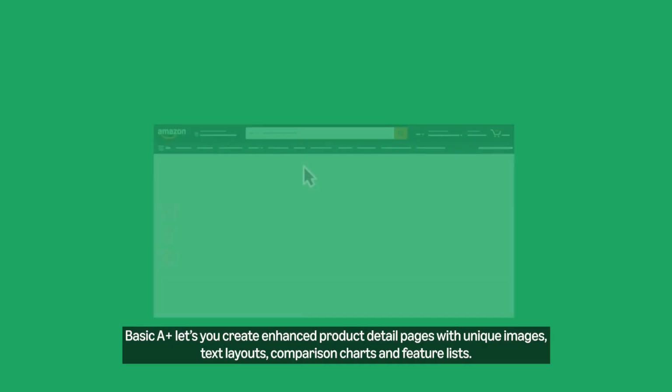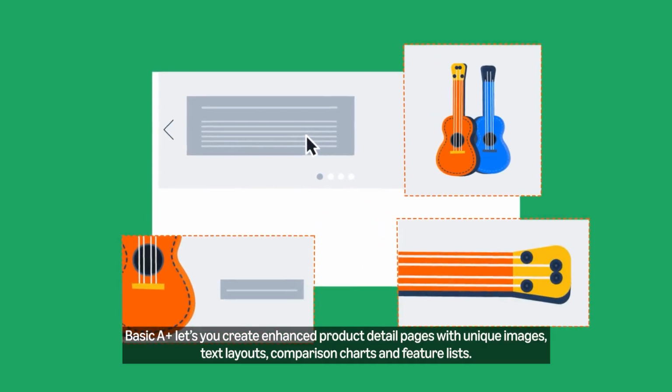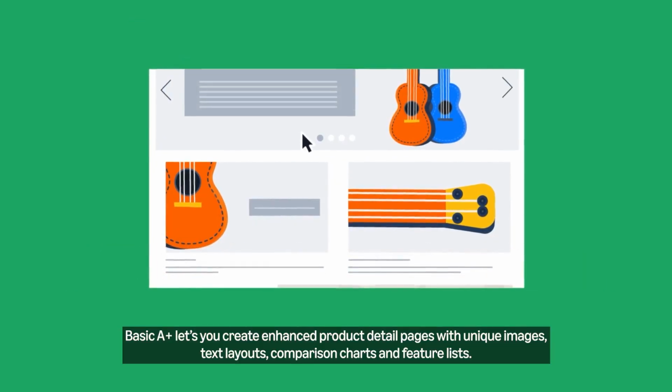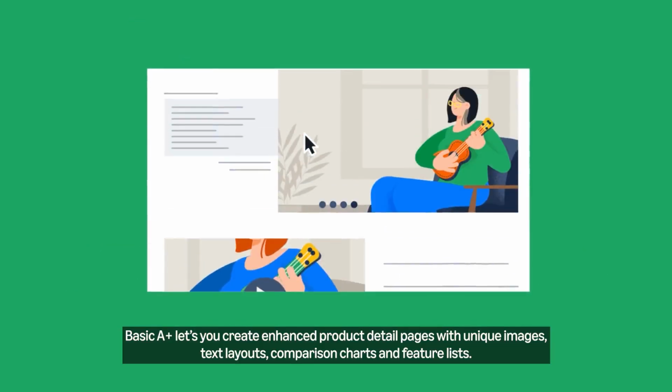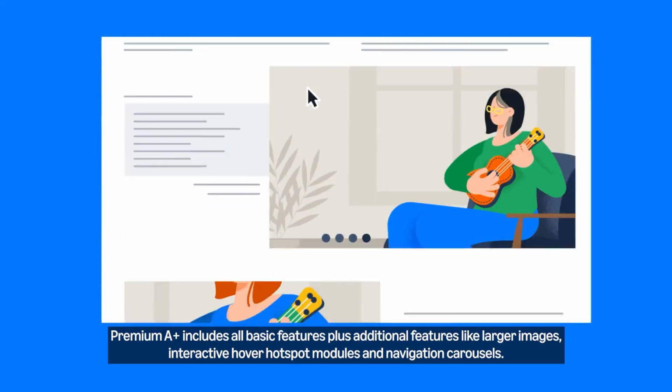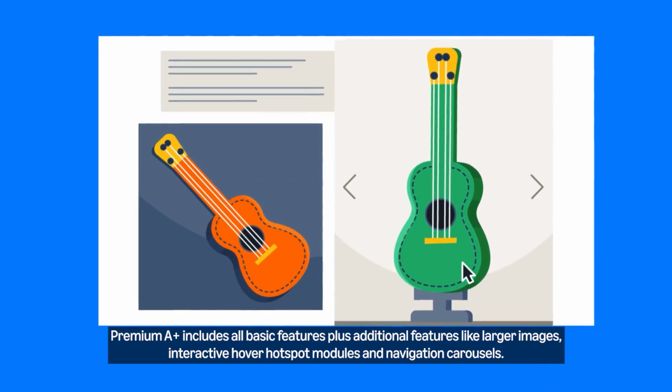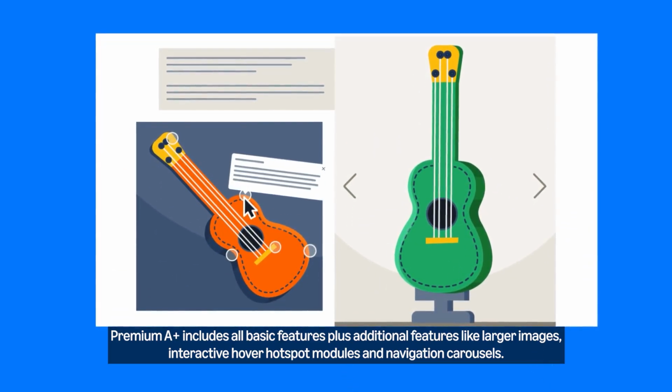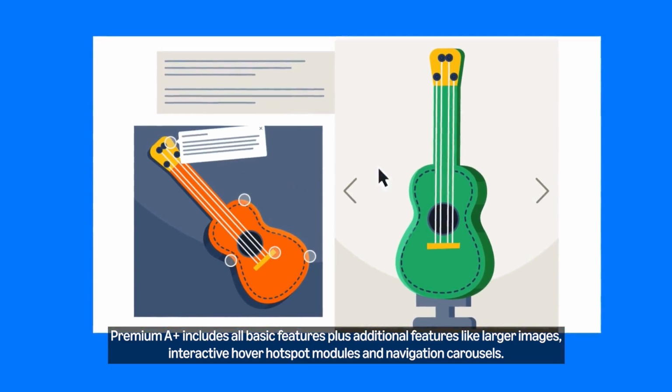Basic A+ lets you create enhanced product detail pages with unique images, text layouts, comparison charts, and feature lists. Premium A+ includes all basic features plus additional features like larger images, interactive hover hotspot modules, and navigation carousels.